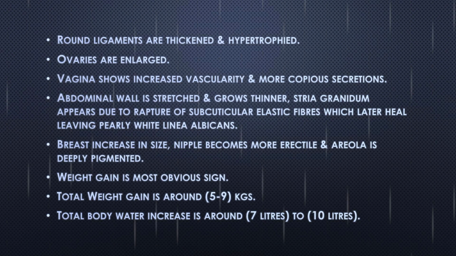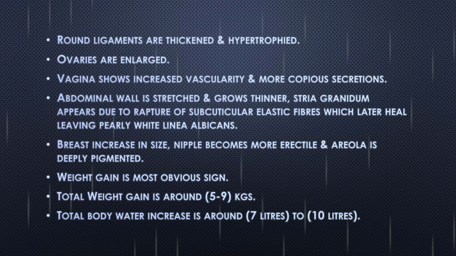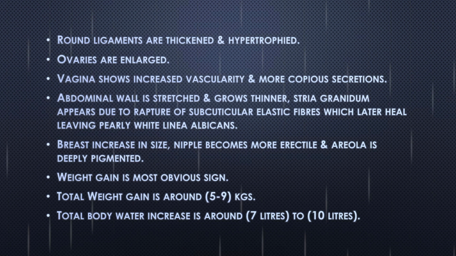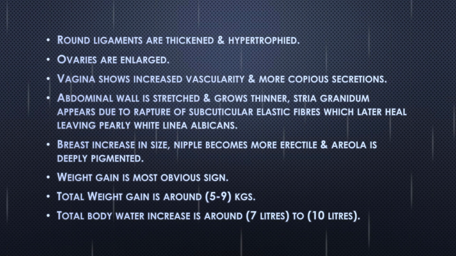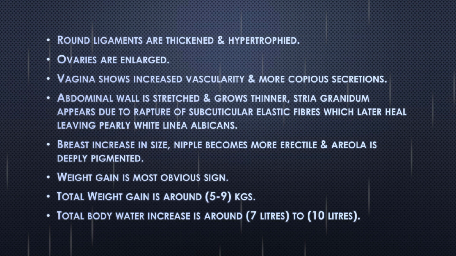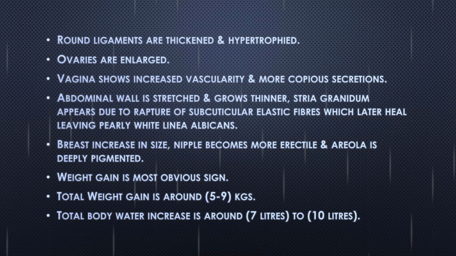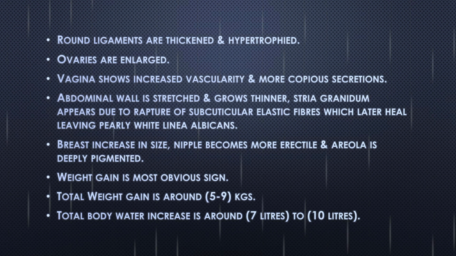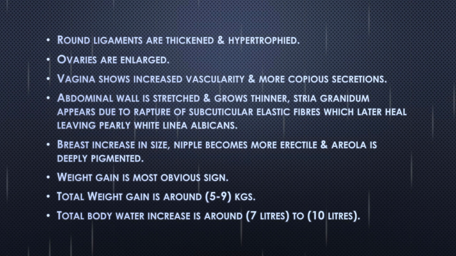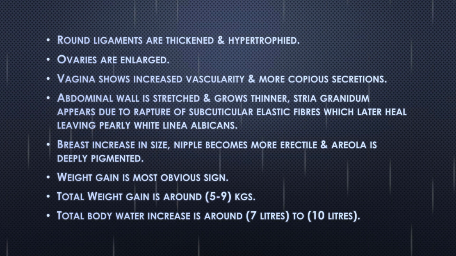Here are a few more points of the anatomical changes. Let's read them one by one. Round ligaments are thickened and hypertrophied. The ovaries become enlarged. The vagina shows increased vascularity and more copious secretions. The abdominal wall is stretched and grows thinner.